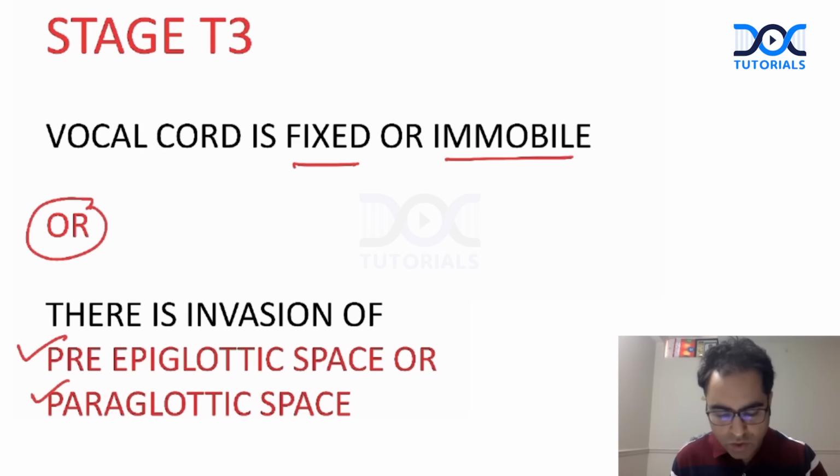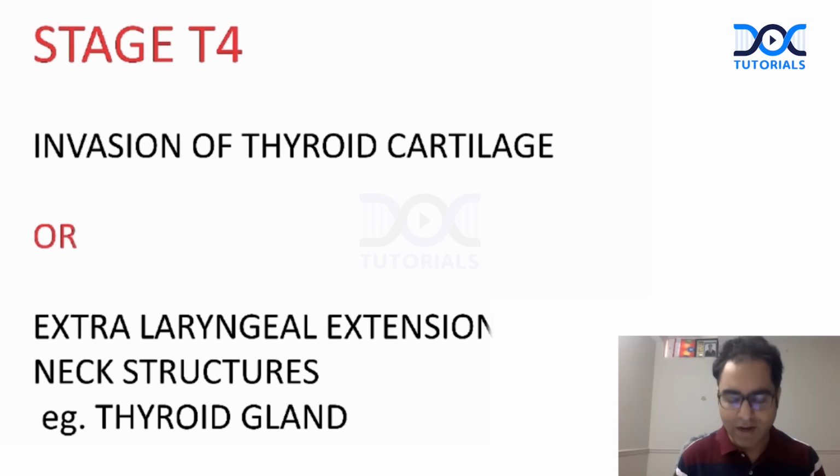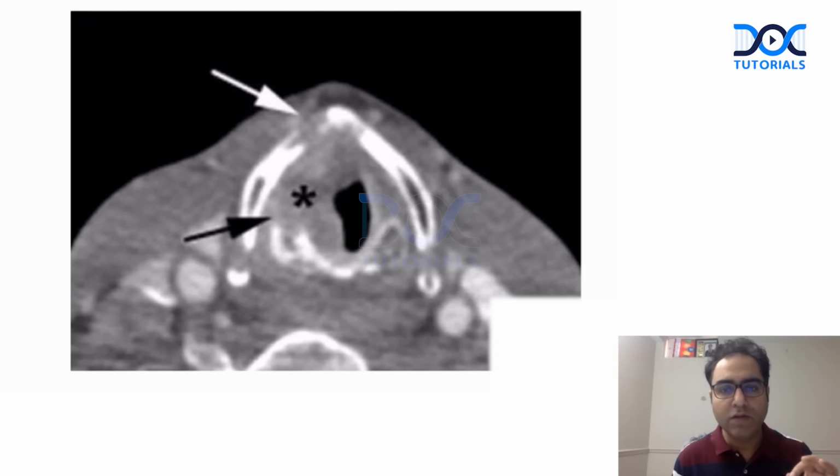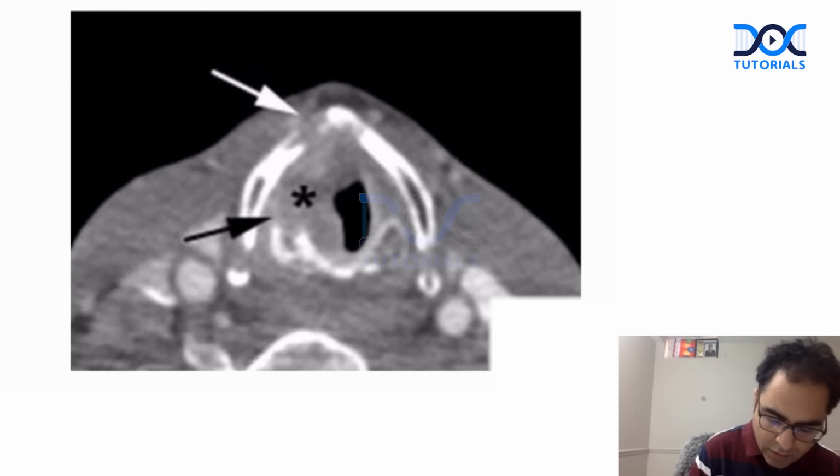T4, very important question. Invasion of thyroid cartilage or extralaryngeal extension into neck structures, for example, into the thyroid gland. Okay, are you getting my point? T4 means invasion of thyroid cartilage or extralaryngeal extension into neck structures like thyroid gland. So that is T4. Now this is the CT scan. This is a very commonly asked question also. In the CT scan, this is T4. T4. Why is it T4? Please understand over here.